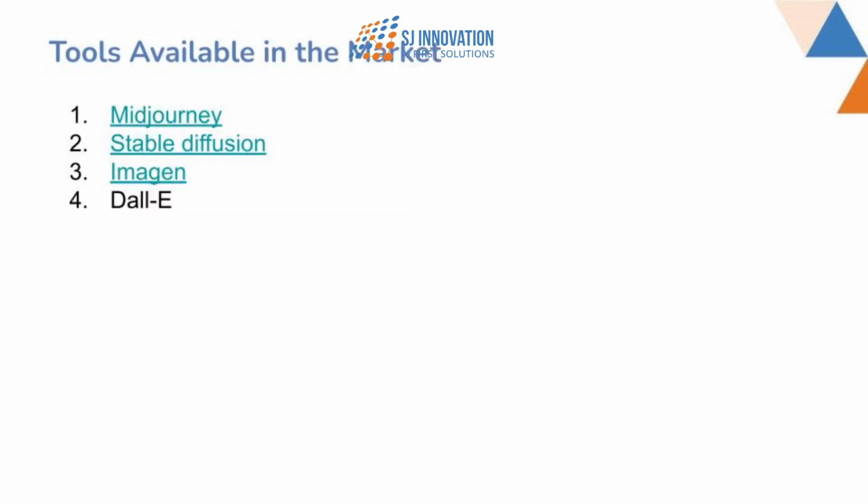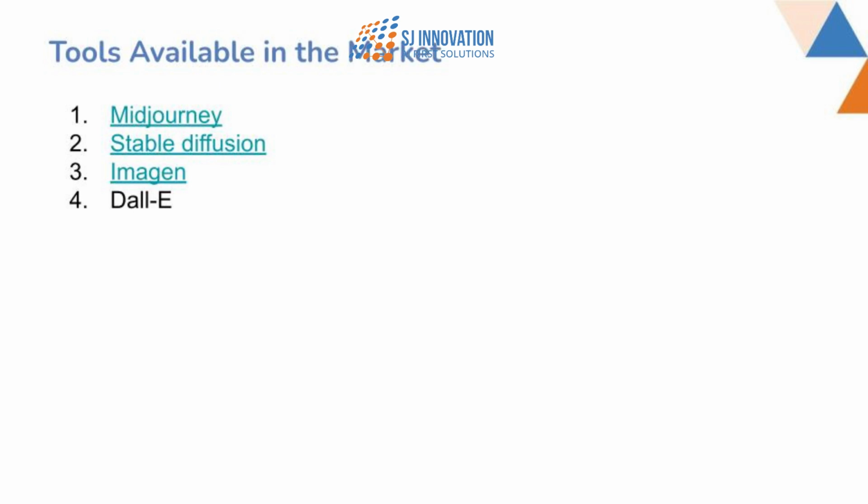So right now, the most commonly and widely used tools are mentioned over here. First one is Midjourney. Personally, it is one of my favorites because the quality of images being generated is very good, at least from my point of view. Second one is Stable Diffusion. Stable Diffusion is again a product of Stability AI. Again, it specifically focuses on image generation. So after Midjourney, what I like is the quality of Stable Diffusion.